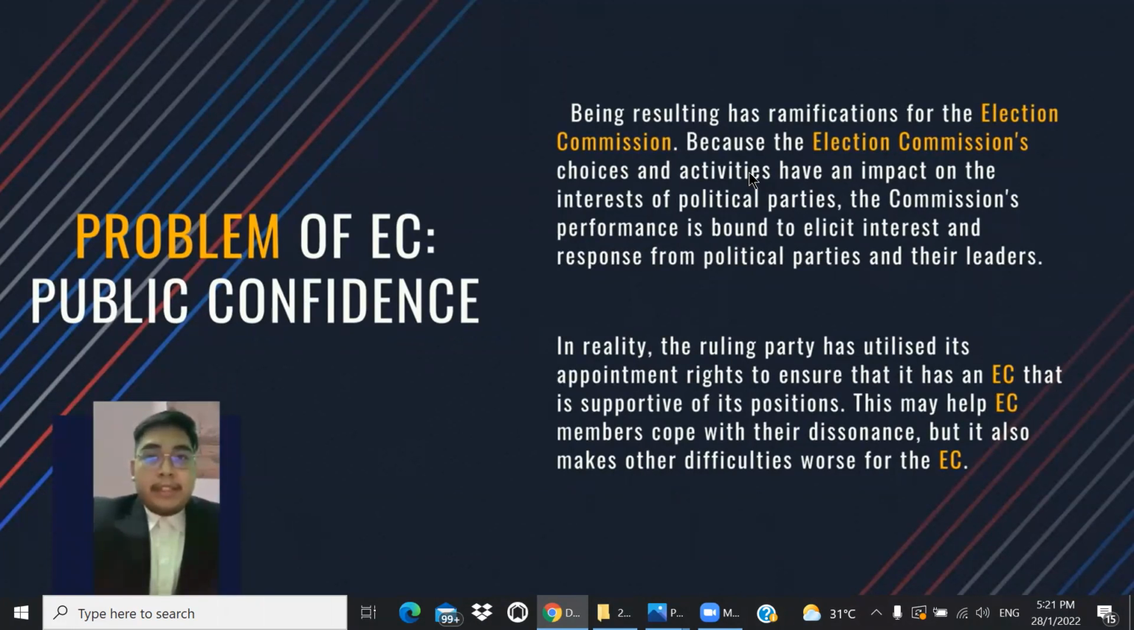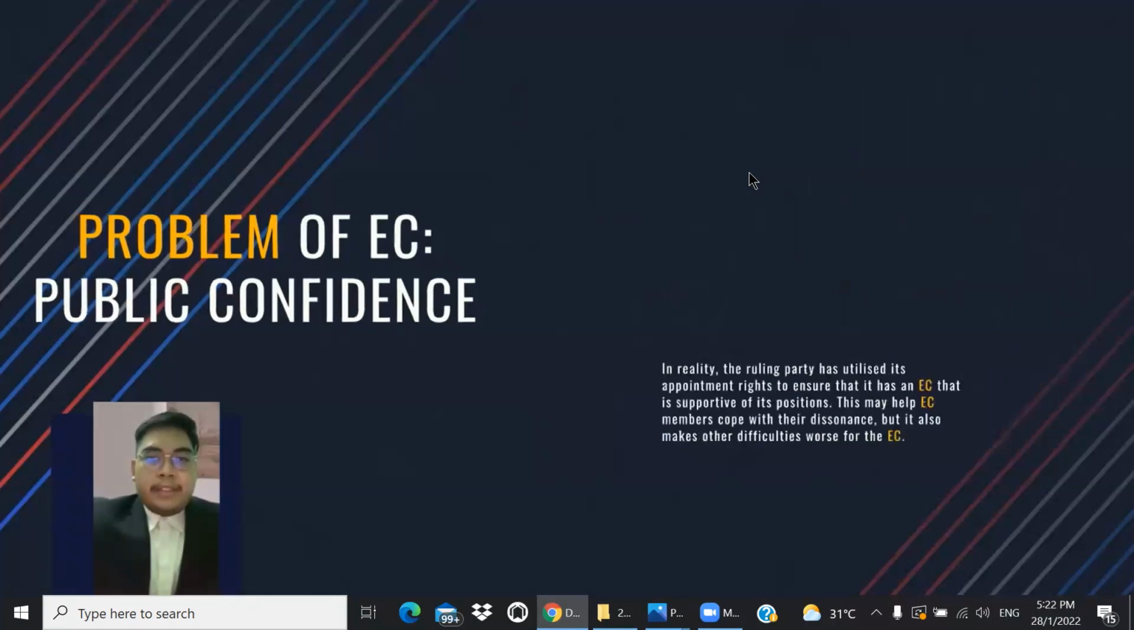In reality, the ruling party has utilized its appointment right to ensure that it has an EC that is supportive of its position. As a result, those who lack the ability to influence appointment to the EC or its functioning can criticize and denounce when the EC's performance adversely affects their interests.